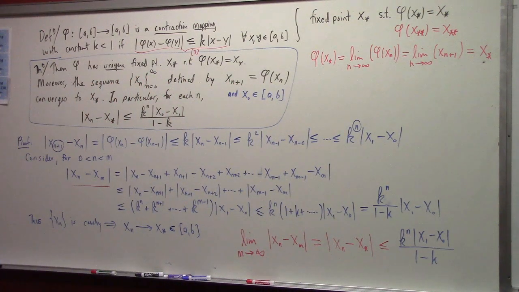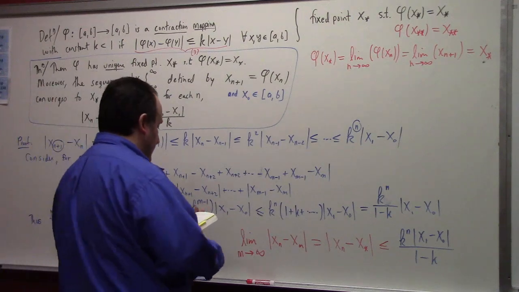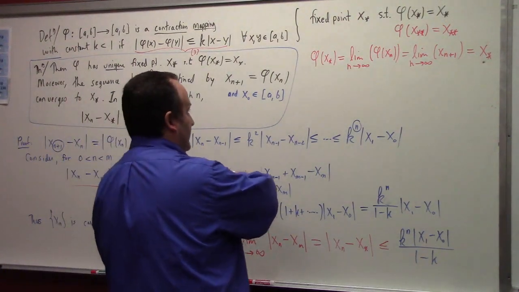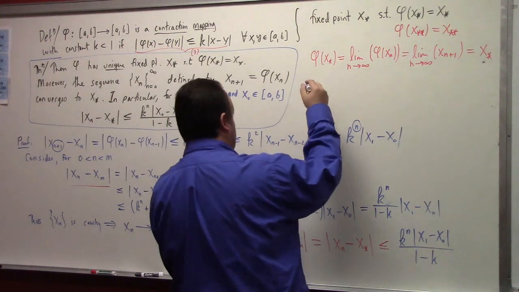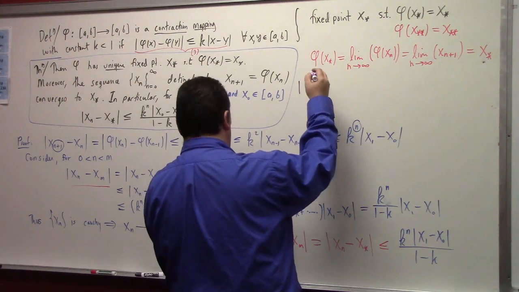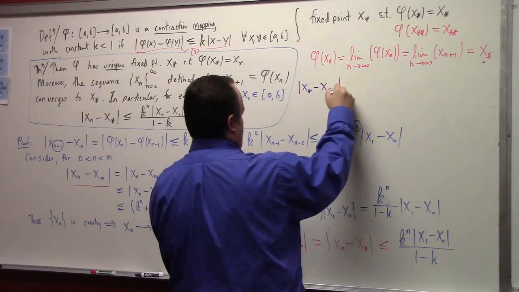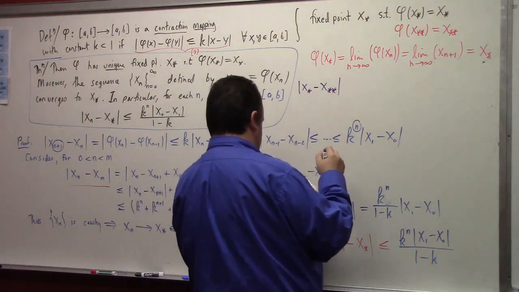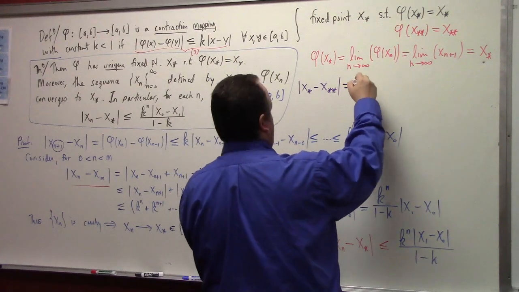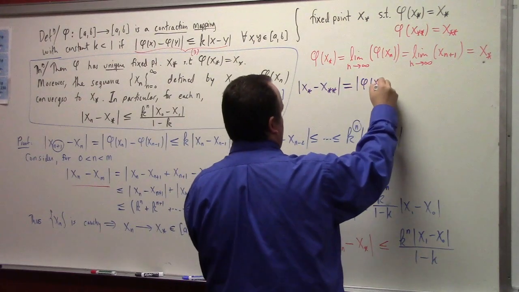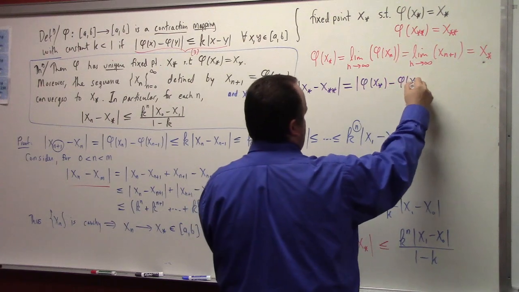Now, so how about uniqueness? We should prove uniqueness. Let's prove uniqueness. Well, what he does is to look at, and I'll do it in purple here, the difference between your fixed points, x star minus x star star. All right. And he's like, well, they're fixed points, right? So that, of course, would be phi of x star minus phi of x star star, because they're fixed points, aren't they?